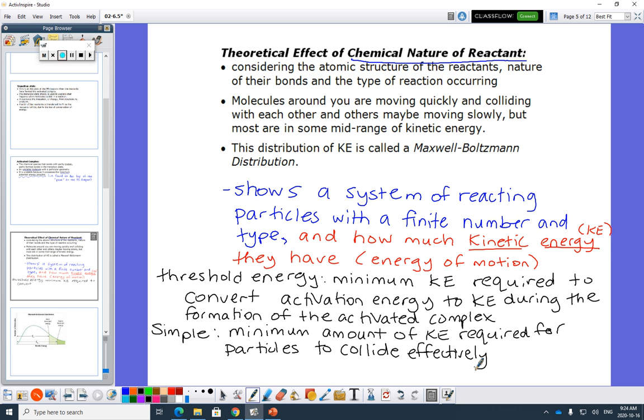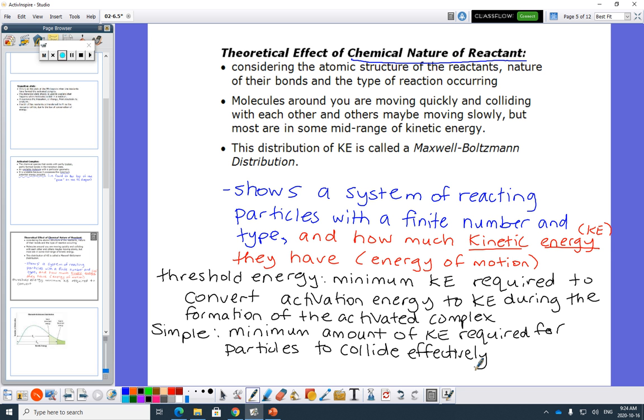Not potential. So the official definition for what we call threshold energy is the minimum kinetic energy required to convert the activation energy. So basically, the activation energy sort of implies potential. So to break the bonds, make the particles move faster, because we're going to focus this unit on kinetic energy. So last unit, we would have said the activation energy was the minimum amount. This one, we're going to call it threshold energy, is the minimum amount of kinetic energy required for particles to collide effectively. And we're going to use this terminology a lot.